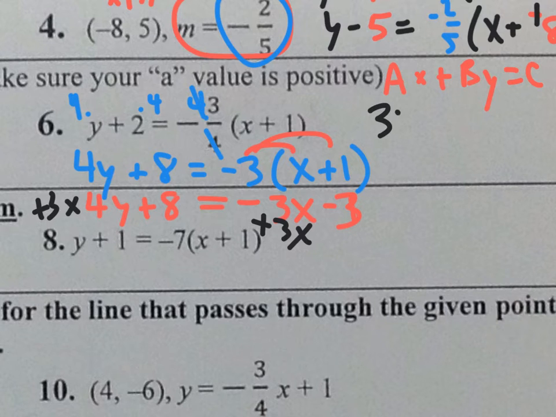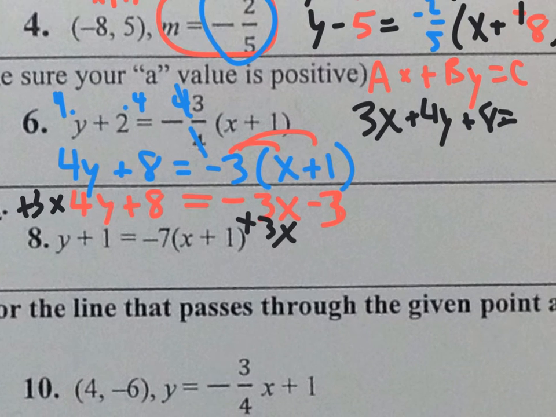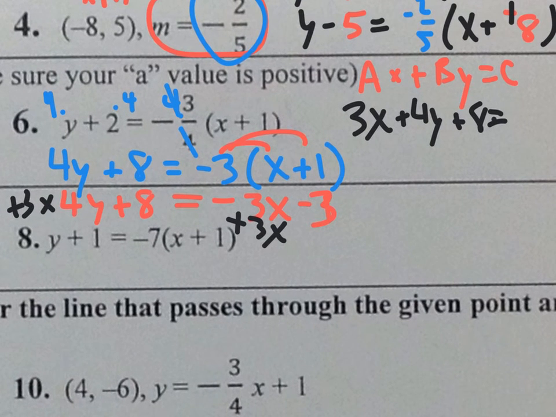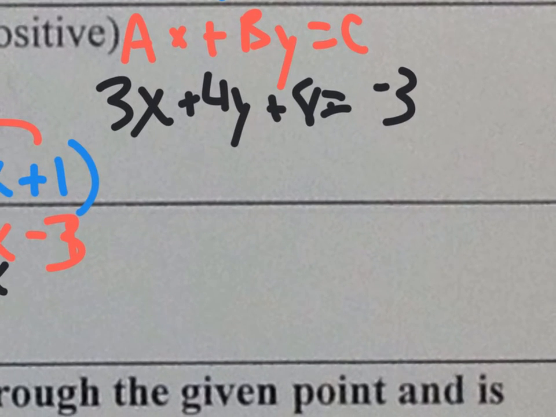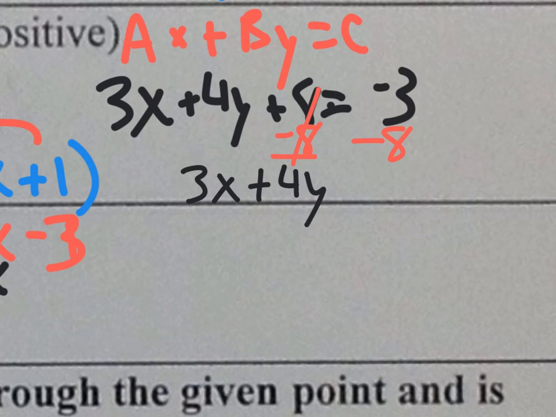So far I'll have 3x, and let me just rewrite it, plus 4y plus 8 equals negative 3. And then I'm going to have to move the 8 to the other side by subtracting 8 and subtracting 8. So my final standard form answer will be 3x plus 4y equals negative 11. And that's standard form.